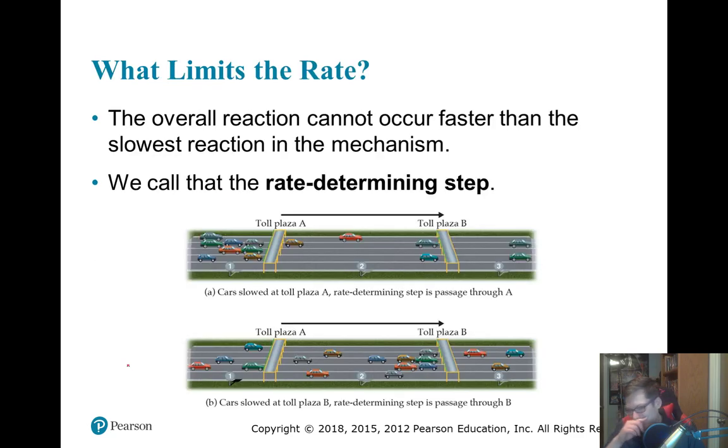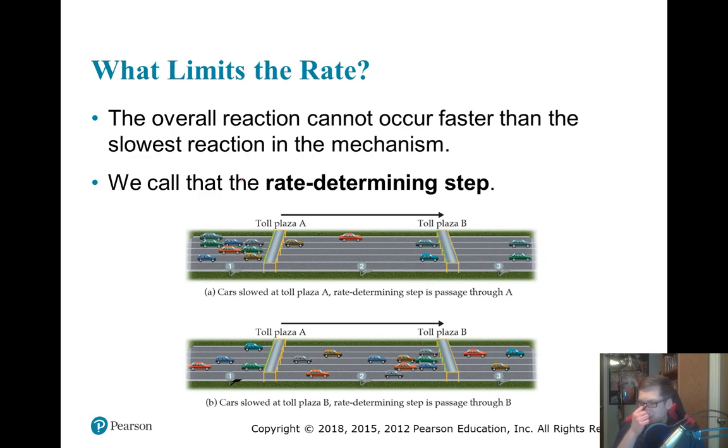All right, so now that we know about elementary reactions, we need to determine, well, what determines the rate? And the thing that determines the rate is what's called the rate determining step. And the rate determining step is always the slowest step. Okay, your reaction can never, ever go faster than the slowest reaction.